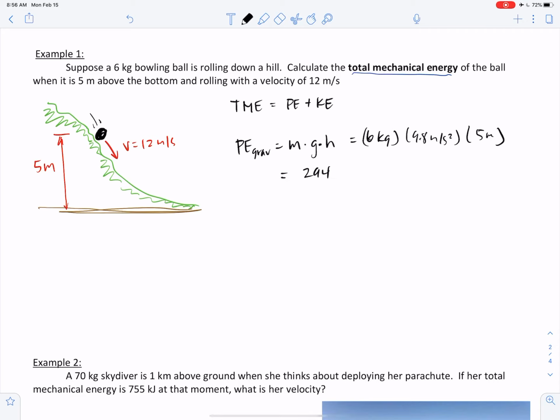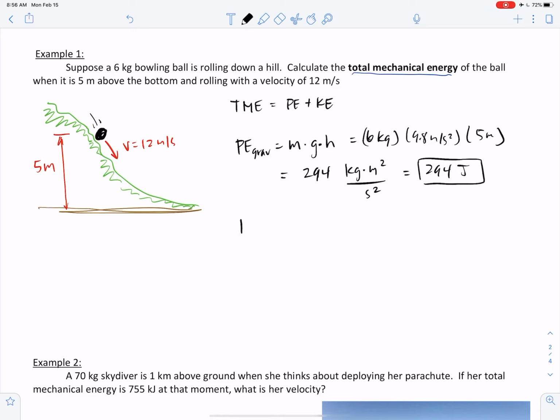294. And if I multiply out the units, I've got kilogram meters squared times meters. So that's a kilogram meter squared per second squared, or 294, right? What do we call that? Joules. A joule is by definition a kilogram meter squared per second squared. Great, so we've got our gravitational potential.